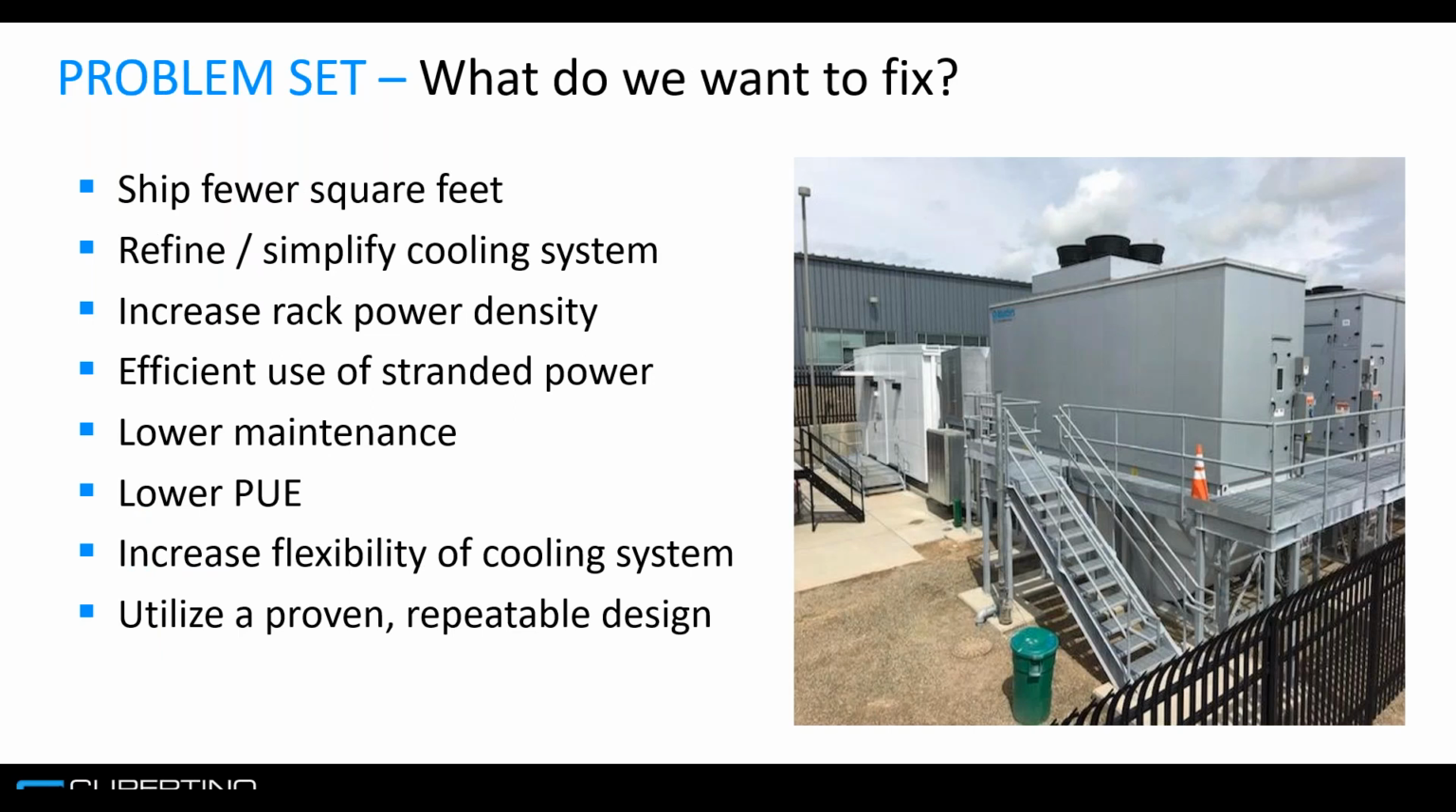So the net result was, what do we want to fix? What was the problem set? Ultimately, we wanted to ship fewer square feet. So if we were able to eliminate ductwork, hot aisle, cold aisle containment, have the flexibility to change the configuration of the racks and readjust the utilities, overhead, network, and power distribution, it really was a benefit to us.